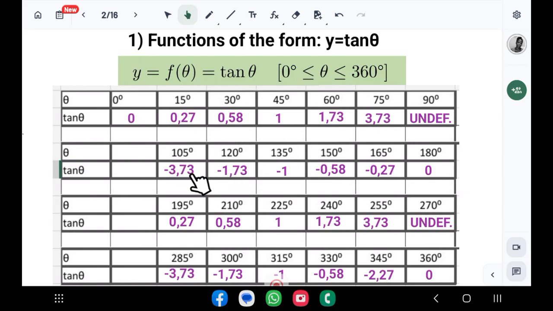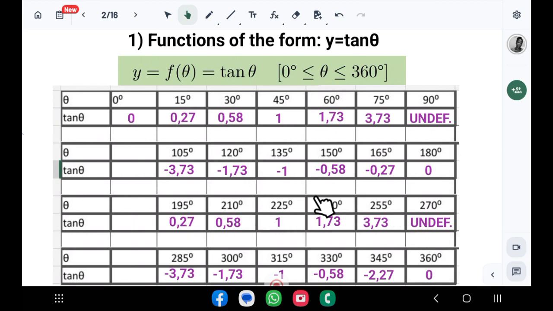So you've got a negative 3.73, which matches what you had at 75 degrees. Same with 60 degrees, matched with that, but on the negative. 45 matches with 135, but on the negative, and so on and so forth. And then you have a 0 at 180 degrees. In fact, you have 3 points in total where tan of theta equals 0, and that is at 0 degrees, 180 degrees, and 360 degrees. And as you will see, that's where your x-intercepts will be.